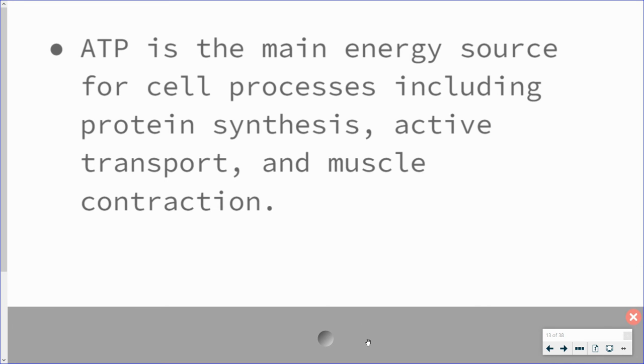ATP is the main energy source for cell processes, including protein synthesis, active transport, and muscle contraction, amongst other things. So ATP simply transfers the energy from some biological chemical reactions like glycolysis, the Krebs cycle, electron transfer chain, etc., to the cell so they can use that energy for protein synthesis, active transport, and muscle contraction.